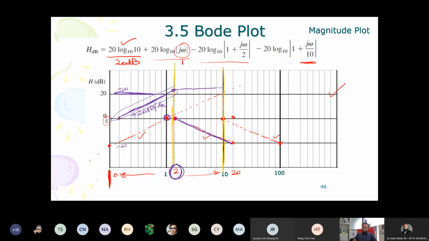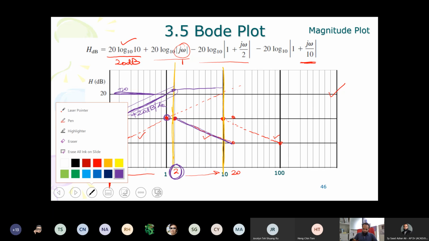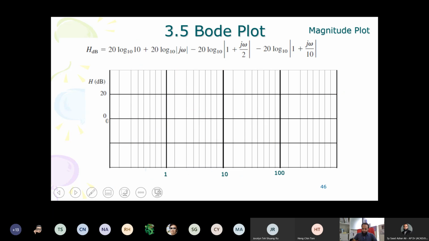I repeat. Let me just, for the sake of all of you, I'm doing it all again. I didn't want to remove the dotted lines.